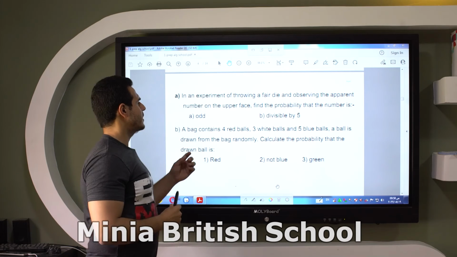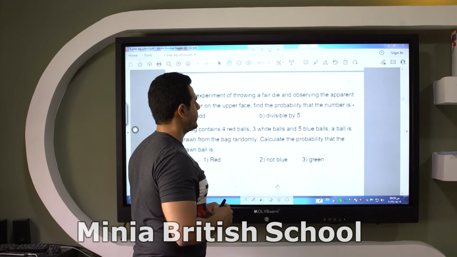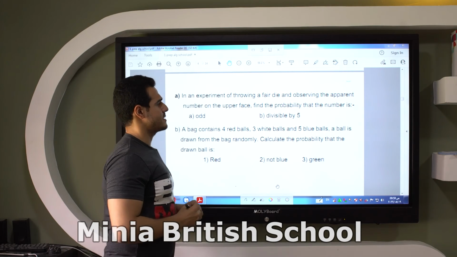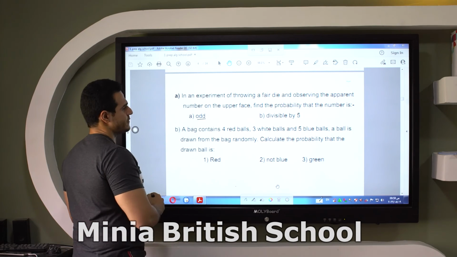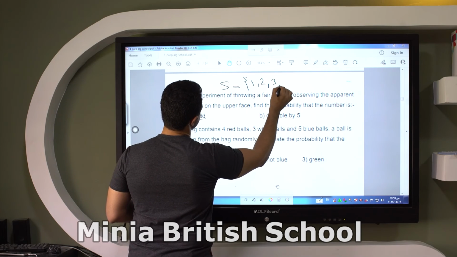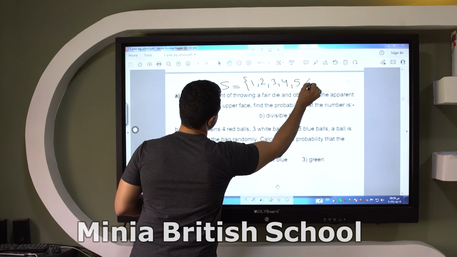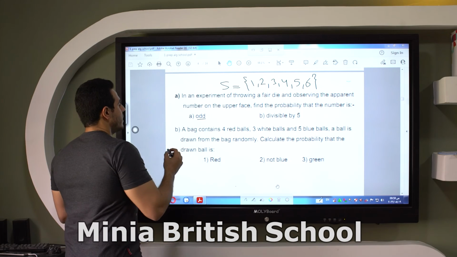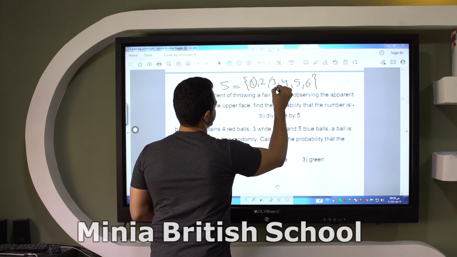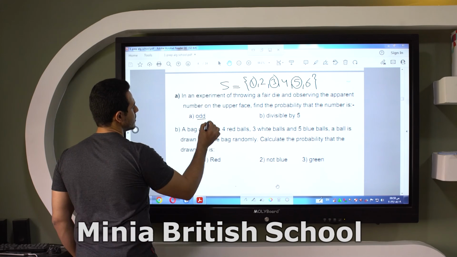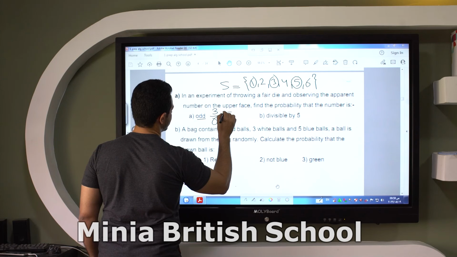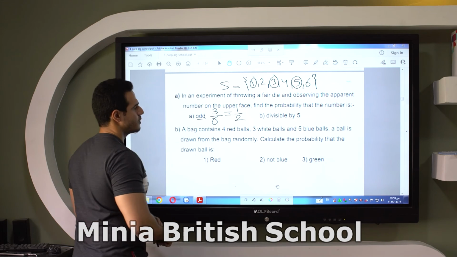In an experiment of throwing a fair die and observing the number on the upper face, find the probabilities that the number is odd. At first, the sample space of a fair die equals 1, 2, 3, 4, 5, and 6. How many odd numbers are in this sample space? It's 1, 3, and 5. We have 3 numbers, so the probability of odd numbers is 3 over 6, which equals 1 over 2.